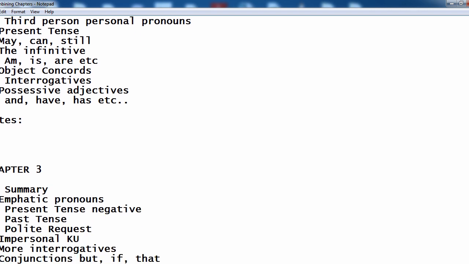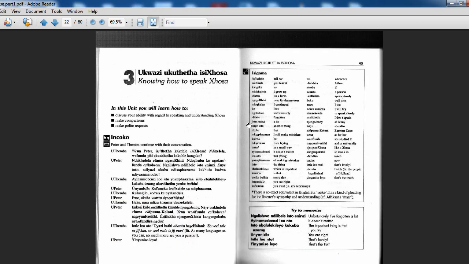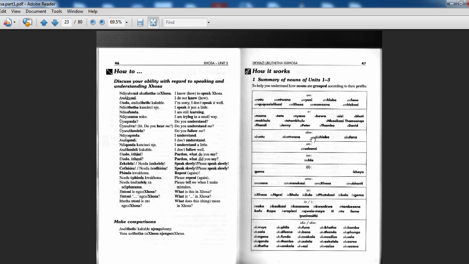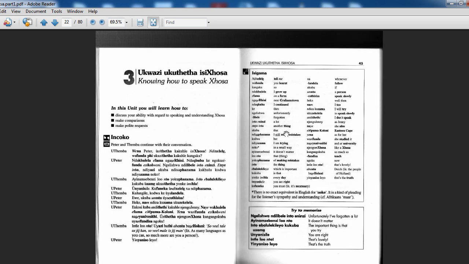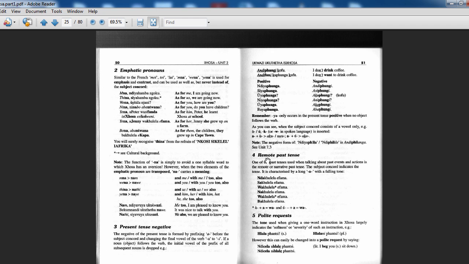Now we're moving on to chapter 3. You move on to chapter 3 and do the same thing. You go straight to the grammar section. Don't need to look at the vocabulary for now. You go straight to the grammar section and see what's covered. Now, 1 was basically a summary of all the previous chapters, so you can skip that one.